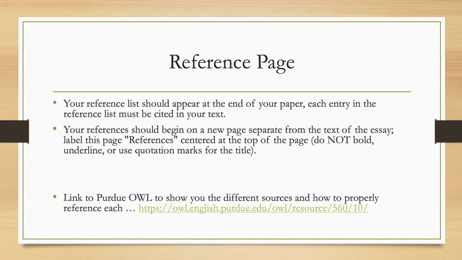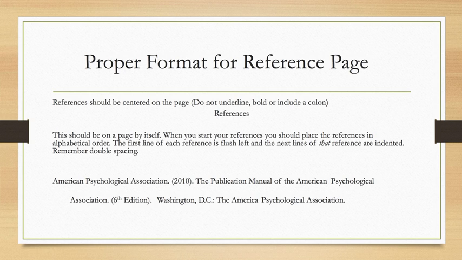Your reference page. What's very important is that you have references centered on a separate page. It just says references. There's no quotations, there's no colon, it's not bolded, and it's not underlined. It just says references, and then it lists them below. There's a link on here to Purdue OWL, which is a great resource on how to set up your reference page. So when you are doing your reference page, the other thing that's important, again, no colon, no underline, no quotations, just references centered on its own page, the final page of your paper.